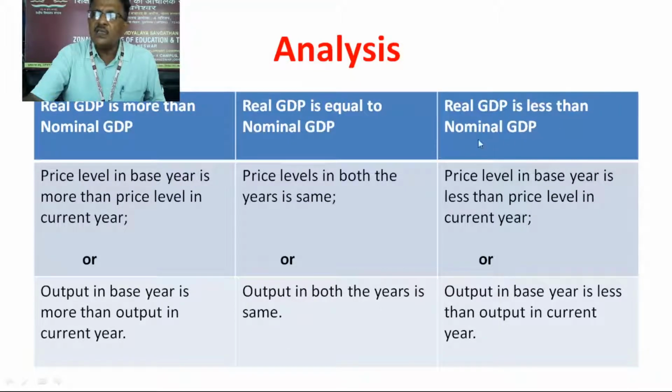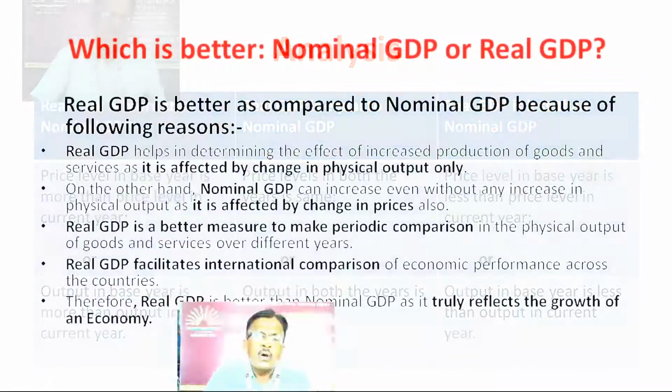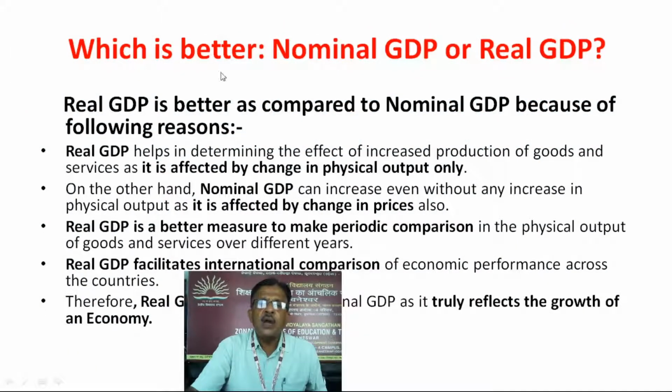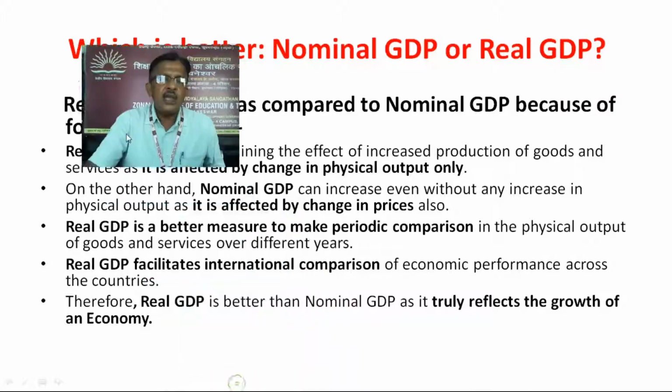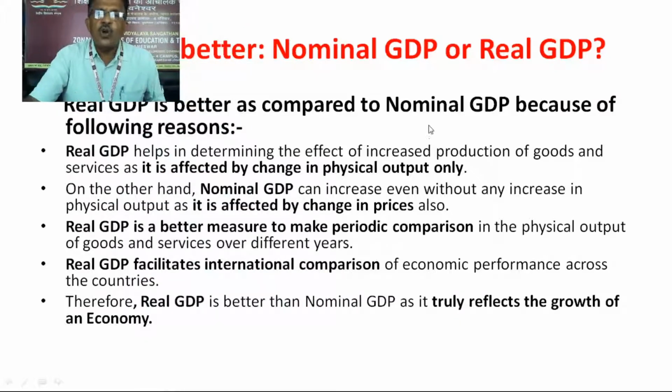Real GDP is less than nominal GDP when the price level in the base year is less than the price level in the current year, or output in the base year is less than output in the current year. Which is better among these two, nominal GDP or real GDP? Real GDP is better as compared to nominal GDP because of the following reasons.